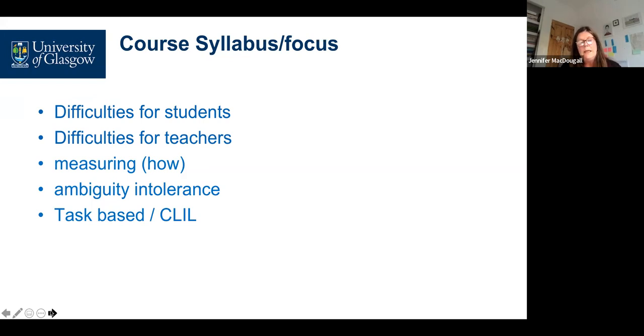And I've put this term ambiguity and tolerance in here because one of the things that we found as we've been working with our assessors, our teachers, and with the students, is that they find it quite difficult to deal with this idea of flexibility in how we judge things.